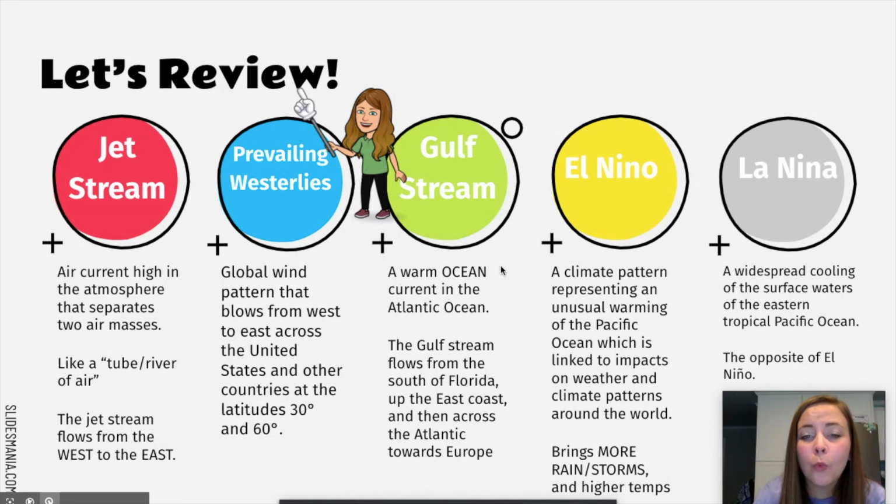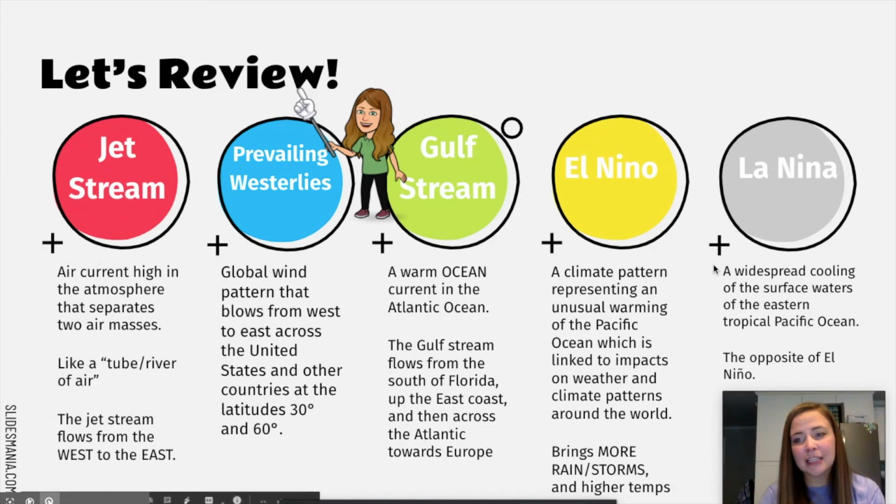Gulf Stream, a warm ocean current in the Atlantic Ocean, flows from the south of Florida up the east coast and then across the Atlantic towards Europe. It causes our air and land to be warmer than usual. El Niño is a climate pattern, and it is unusual warming in the Pacific Ocean, which causes the Atlantic Ocean to be cooler than usual. And it impacts the weather and climate patterns from around the world because, remember, it increases wind shear, which is really bad for hurricanes. They can't continue to build with wind shear. And it brings more rainstorms and higher temperatures for us.